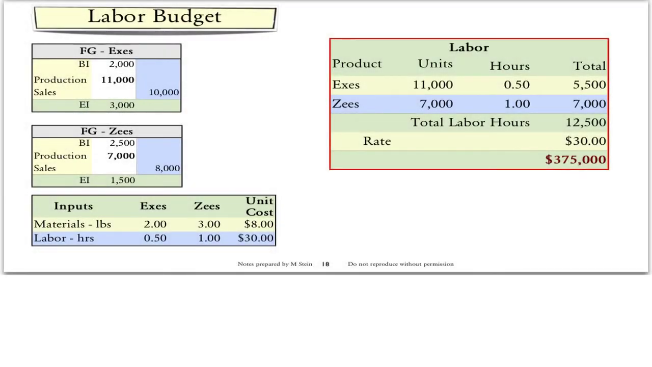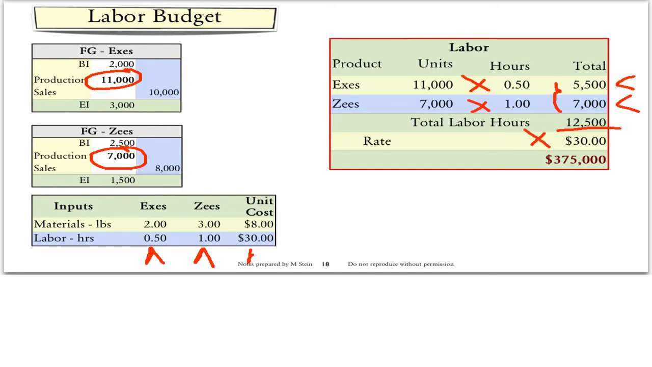The labor calculation is similar, except of course you can't inventory labor, so the calculation is somewhat easier. We start with the production requirement budgets of 11,000 X's and 7,000 Z's. We then see that each X requires half an hour of labor and each Z 1 hour of labor. So we take 11,000 times a half hour and get 5,500 hours for the production of X's. And for Z's, 7,000 times 1 hour, or 7,000 labor hours. Add everything up, and the total budget for labor is 12,500 hours. Multiply that by the forecasted labor rate of $30 per hour, and therefore the labor budget is $375,000. Similar calculations could be made for overhead or for other types of materials and labor as well.